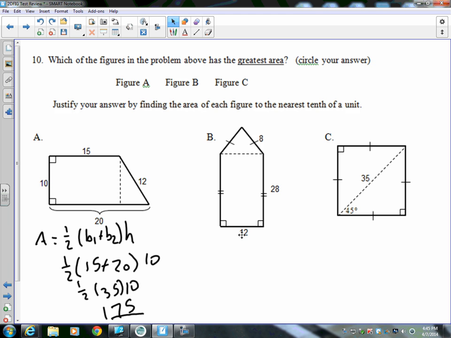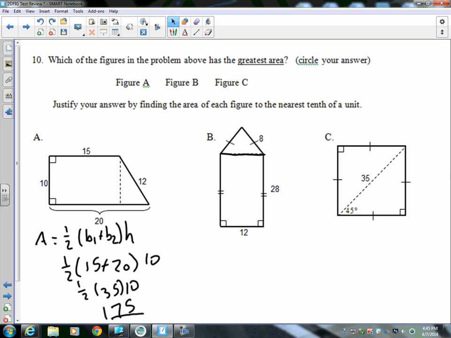The next shape. This shape is again a pentagon, but we don't know how to find the area of just a pentagon like this, so we're going to have to split it up into two shapes, or many shapes that we know how to find the area for. We know if we draw this line right here, already drawn for us in the dotted line, it is a rectangle and a triangle up top. We do know how to find the area of a rectangle, and we know how to find the area of a triangle. All we have to do is find them separately and then add them together.